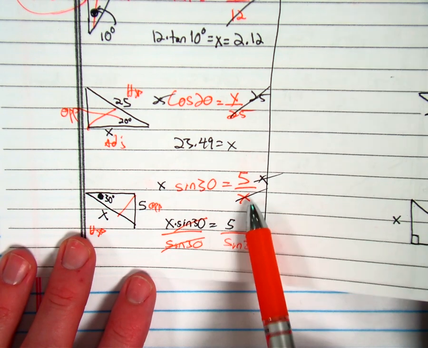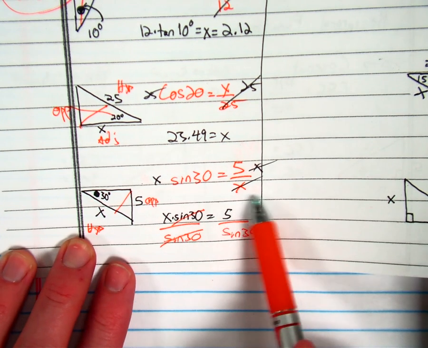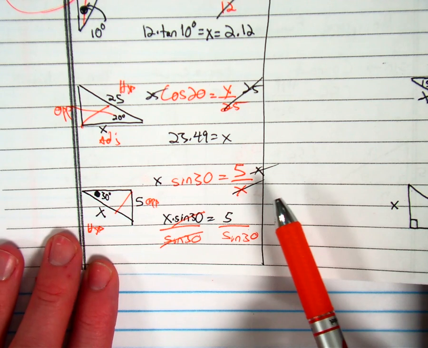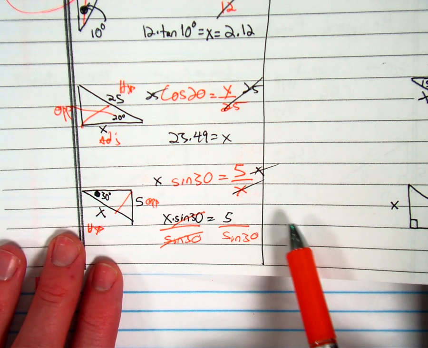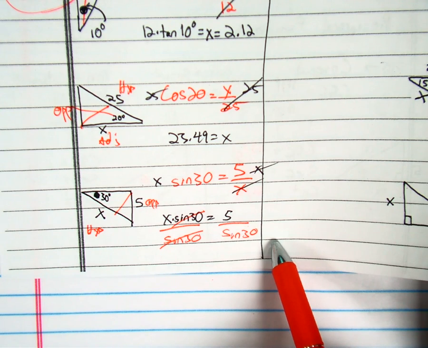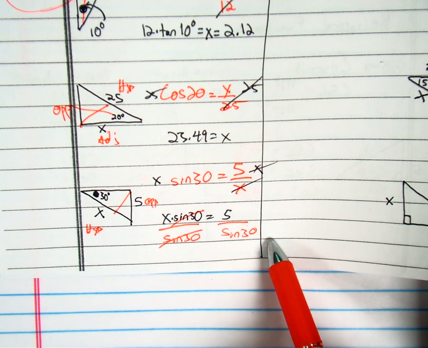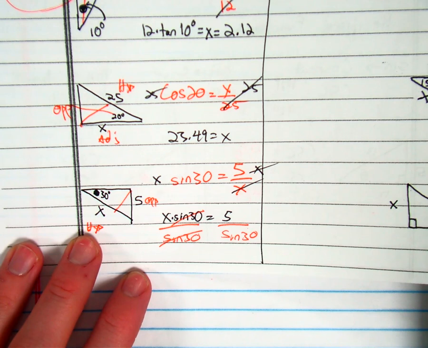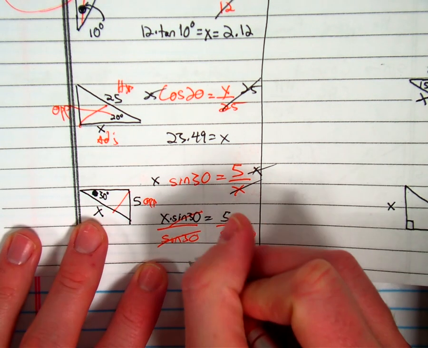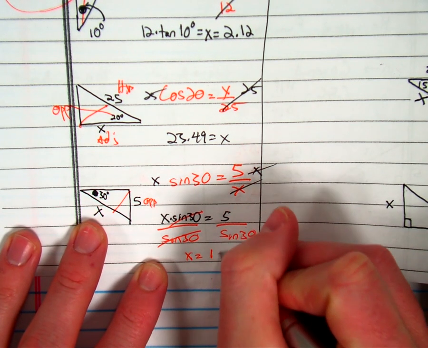Really, all that happened was x and sine flip-flop spots. X moved up, sine went down. So that is the shortcut for these early on problems. These early trig ratio problems, that if x is on the bottom, you can just flip-flop it with the trig function on the left. And 5 divided by sine of 30 should be 10.